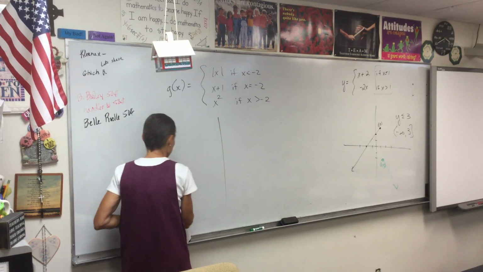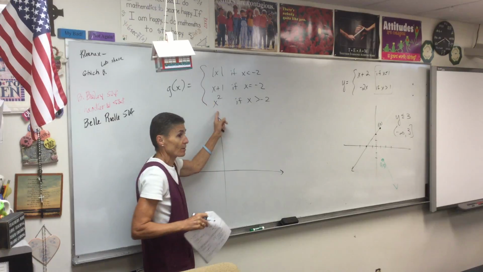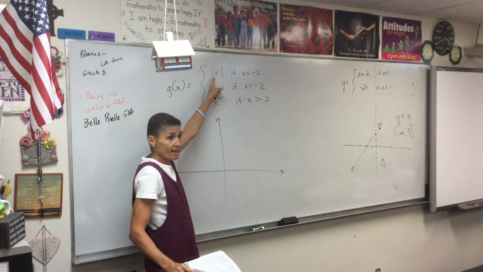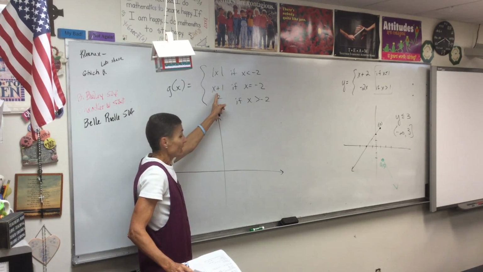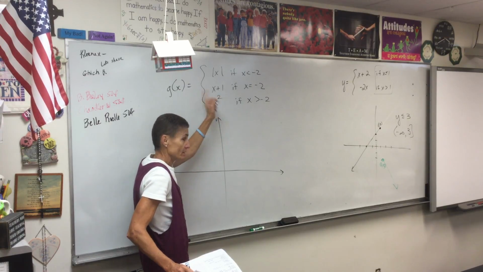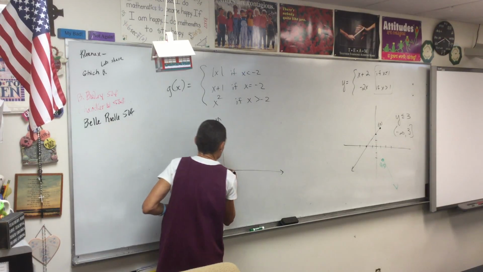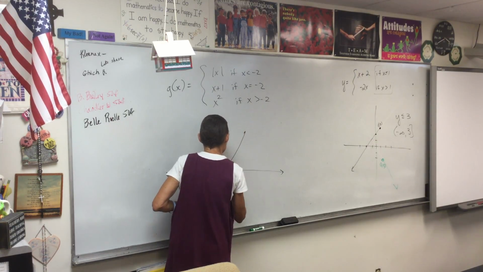All right, good news is you absolutely know all of these shapes, right? Yeah. That's an absolute value, that's a line, and that's a parabola. So sketching this is not going to be a problem. So here's my V. I'll start with the top line. There's my V.